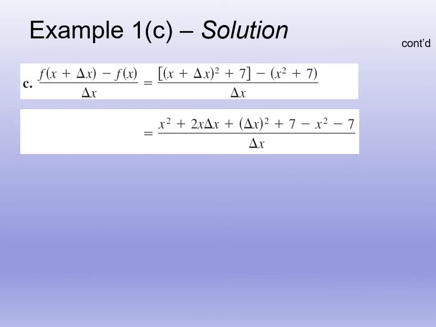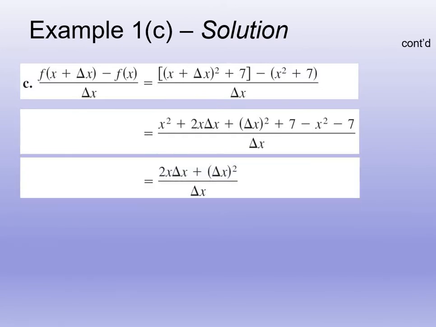This is just a preview of how we find a derivative using a limit approach. Now, notice what we have in the numerator. We have an x squared and we have a negative x squared. Those will cancel. We also have a positive 7 and a negative 7. Those will cancel. So we can do some simplifying, and when those cancel, we're left with 2x delta x plus delta x squared divided by delta x.